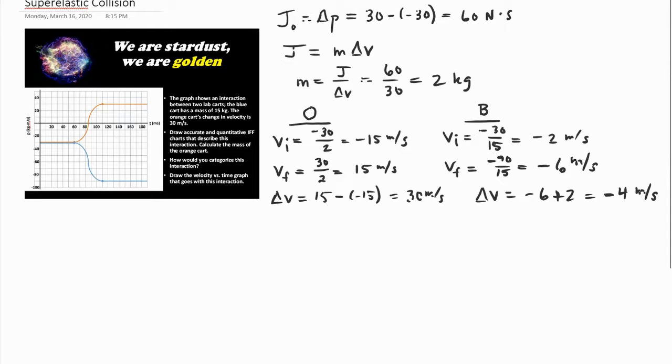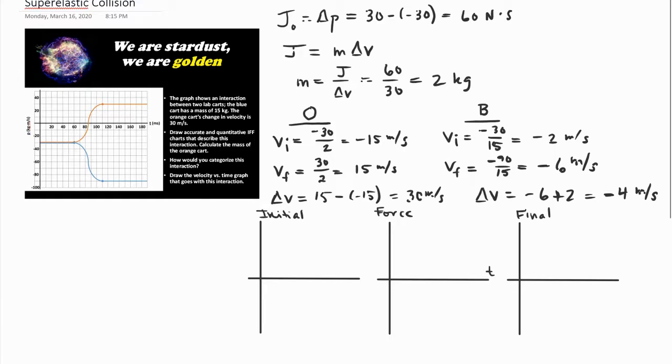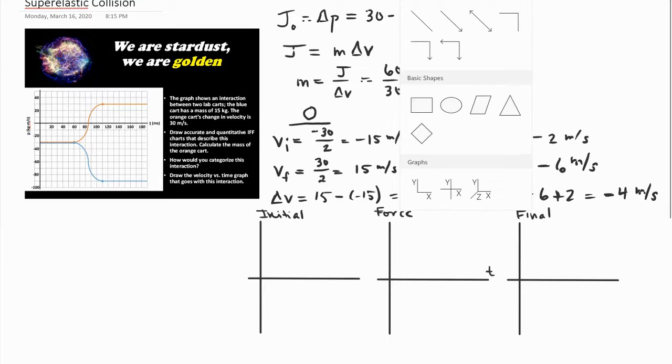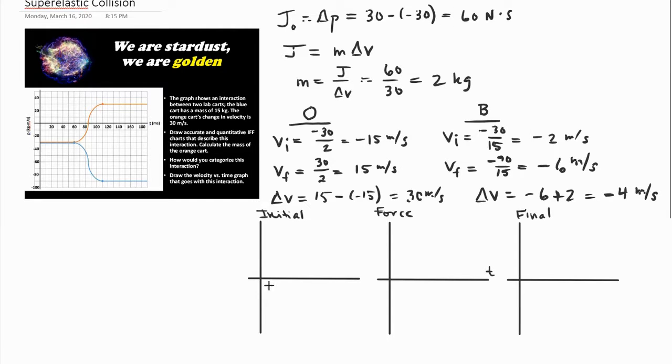Next, we want to draw some IFFA charts. Okay, so I have my IFFA charts set up, and we'll see if we can draw some IFFA charts on here. So first, we have the orange small mass object going negative 15 here. So draw a rectangle. Let's see the orange one over here. Pretty skinny.